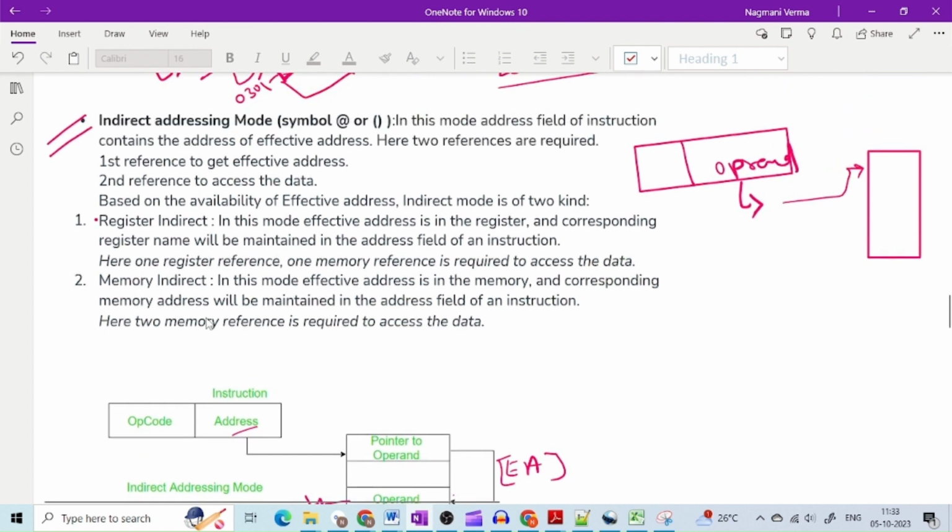Okay, now you see here, in one case we already discussed where we are giving the register, and from the register we are finding the effective address. That is called register indirect. We already discussed this one. In another scenario, the address is the address from the RAM, from the memory, and from there we are finding the effective address. This is called memory indirect. We already discussed that in the indirect scenario, we use this or this bracket. If we see any one of these in the instructions, it means that it is the indirect addressing mode.